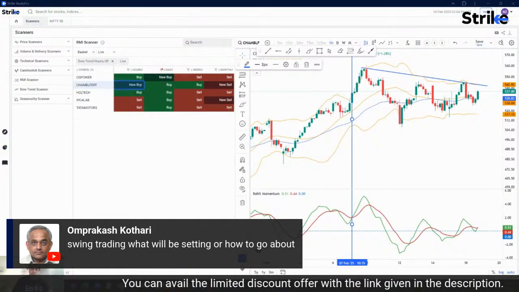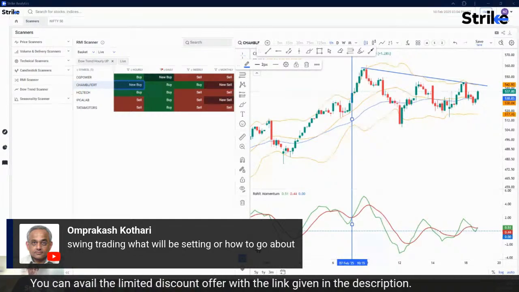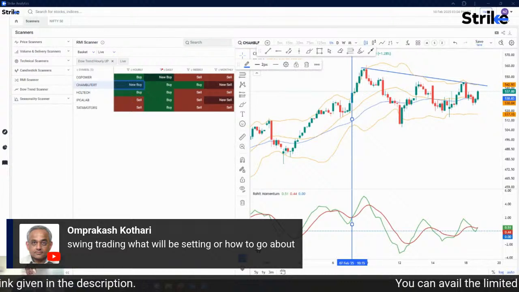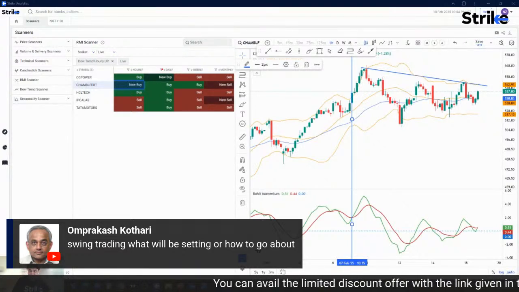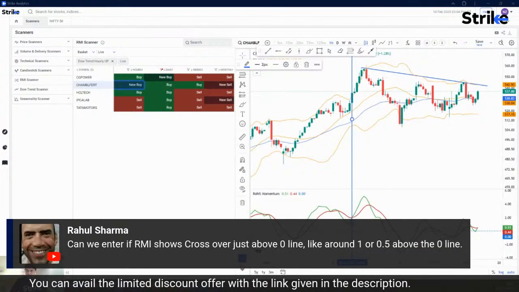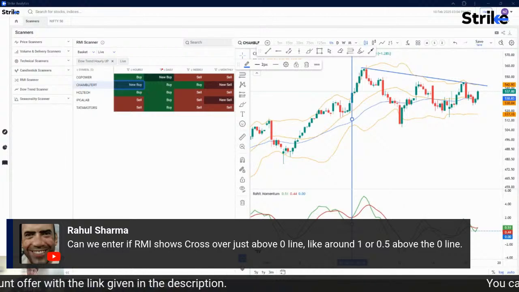Okay. If you are a short term trader and you would like to short sell, what can we do? We have to find out stocks which are in a downtrend on an hourly or on a daily time frame chart, and then look at its momentum via RMI scanner. Can we enter if RMI crosses over just above zero line? Yes, yes.